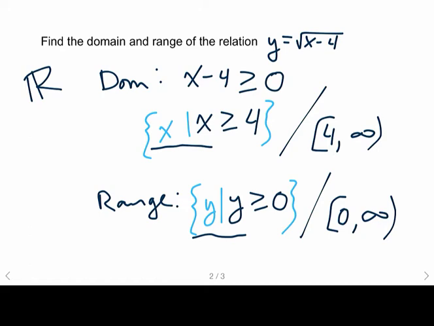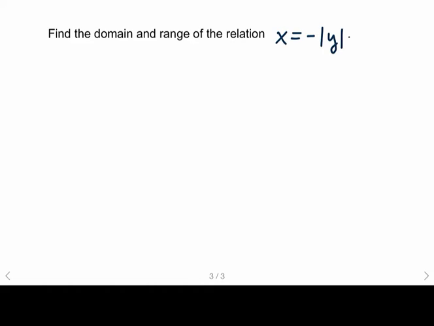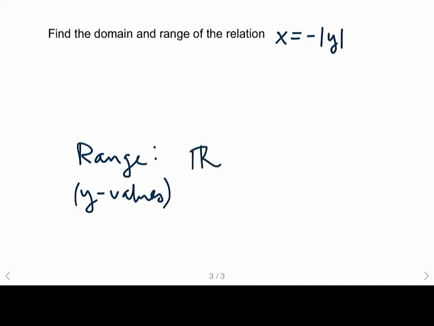But we can circle that answer and move on to the next example, which is find the domain and range of the relation x equals the negative of the absolute value of y. Well, in this case, it's probably easier to start thinking about the range, and the range here, remember that the range is going to be the set of y values, and when we see that this y is in an absolute value, it indicates that we can put anything in there. So the range is actually going to be all real numbers.